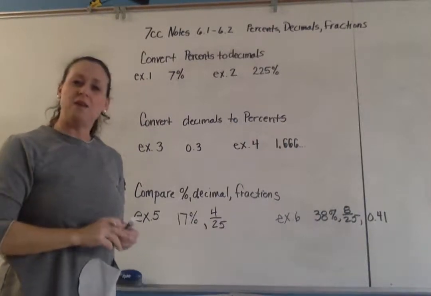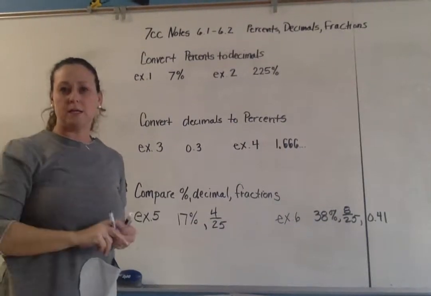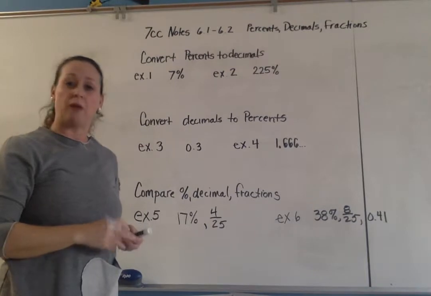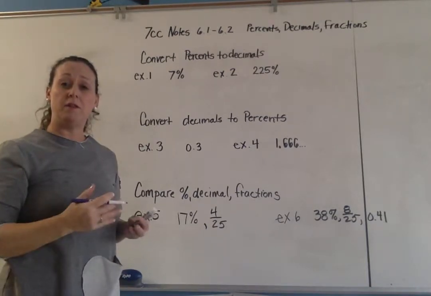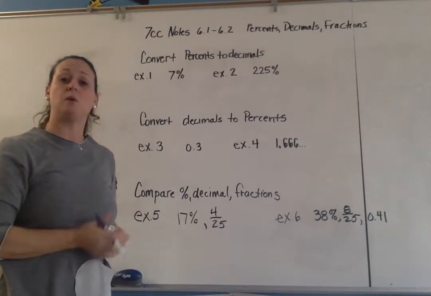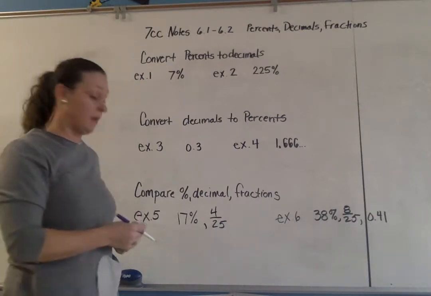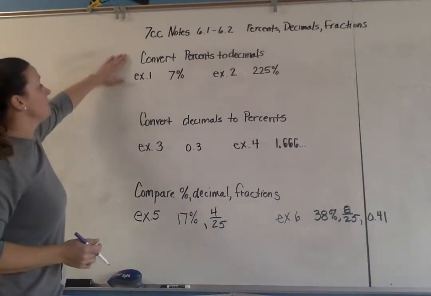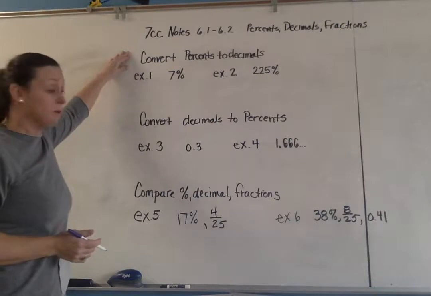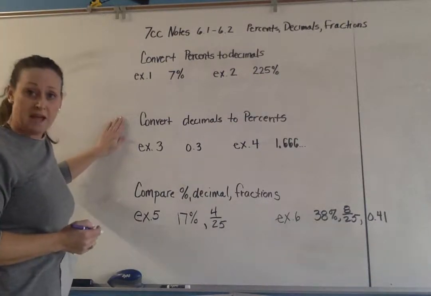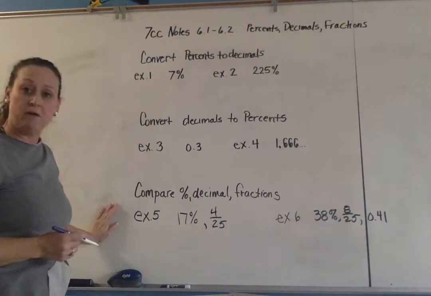Hi everybody, we're going to take notes on the 7th grade Common Core lesson 6.1 and 6.2. We're talking about rational numbers and we're going to be converting them between fractions, decimals, and percents as well as comparing them with and without a number line. You need to be able to convert a percent to a decimal to a percent, and then you also need to be able to compare them.